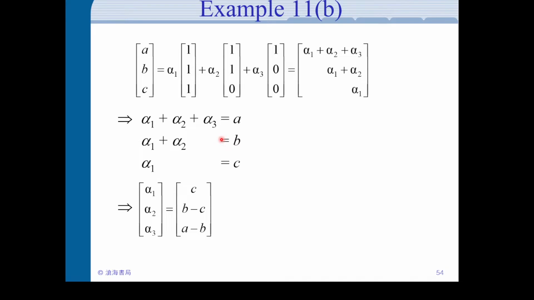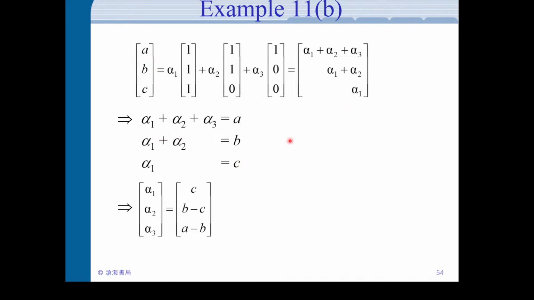And so we have ABC, and we want it to be some alpha 1 times 1, 1, 1, some alpha 2 times 1, 1, 0, and some alpha 3 times 1, 0, 0. Let's write this down as linear equations. Adding those three vectors together, we get alpha 1 plus alpha 2 plus alpha 3 in the first coefficient, alpha 1 plus alpha 2 in the second, and alpha 1 in the third. So this becomes a linear system: alpha 1 plus alpha 2 plus alpha 3 equals A, alpha 1 plus alpha 2 equals B, and alpha 1 equals C.